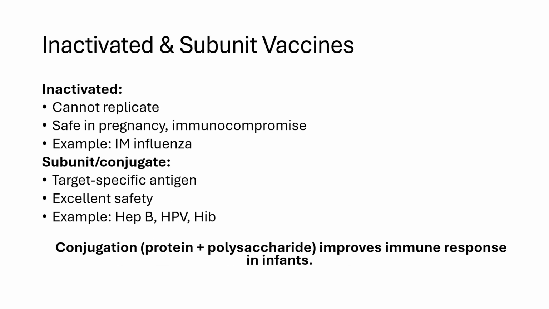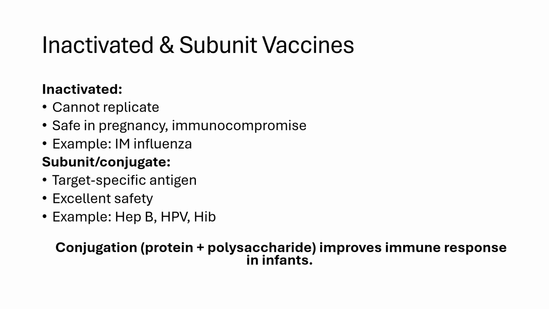Okay, so we're going to break down the inactivated and the subunit vaccines also. So inactivated vaccines are made from killed or inactivated viruses or bacteria. These cannot multiply in the body, so that makes them safe for pregnancy and immunocompromised patients. Classic example is IM influenza.